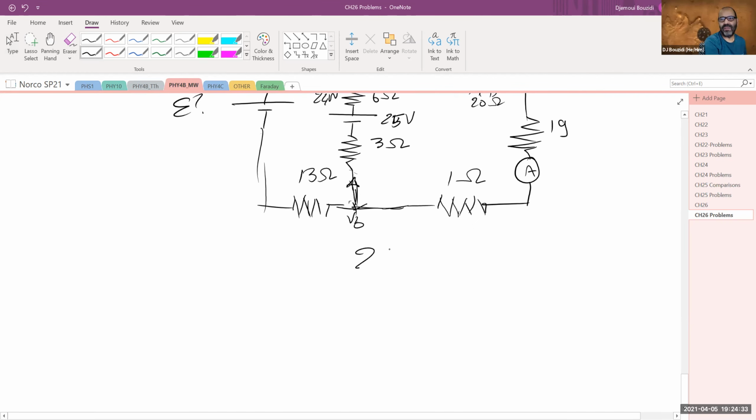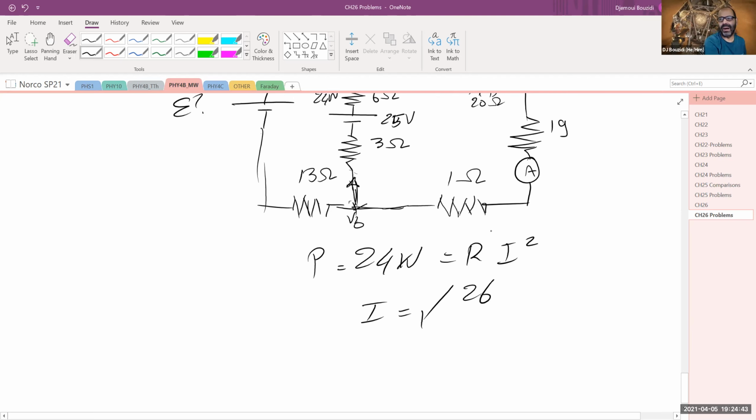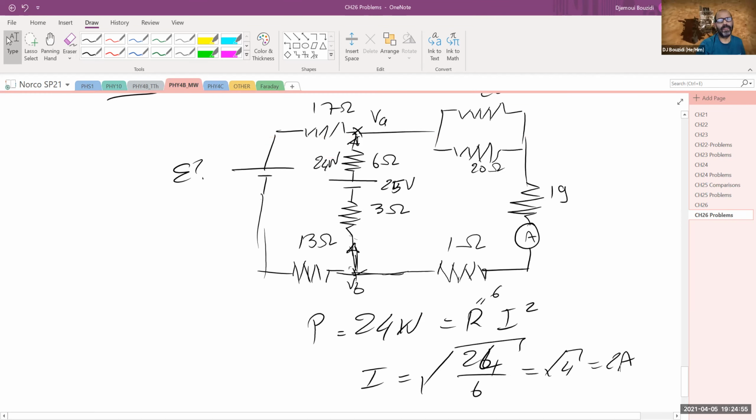The power, which is 24 watts, is equal to the resistance times the current squared, P = R I squared. From here, I is going to be equal to the square root of 24 divided by R, where R is 6 ohms, by the way. So 24 divided by 6 is the square root of 4, which is 2 amps. So there is a 2 amp current that is flowing this way.